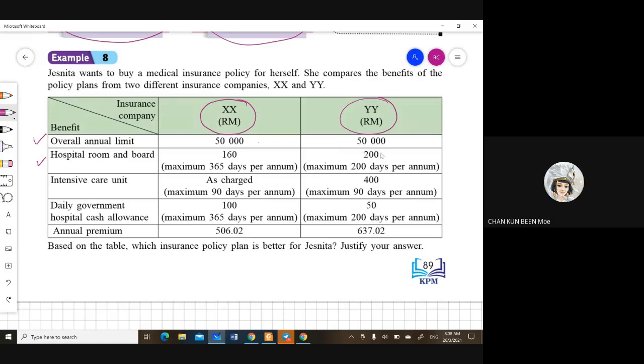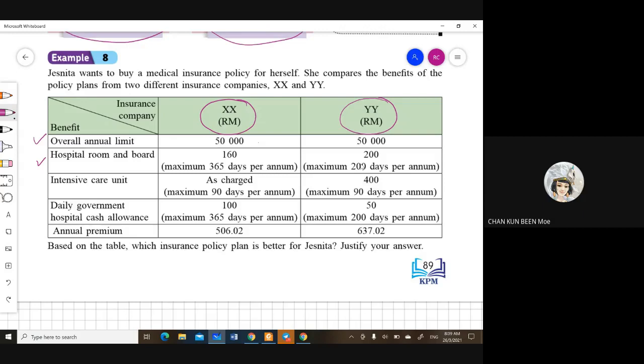Whereas for company YY, it insures a hospital room and board of 200 ringgit. It might be more luxurious than company XX, might be better, might be a single room, but it only covers 200 days per annum. Meaning that if you have serious injuries and need to stay for one whole year, you cannot leave the hospital and go back home. If it only covers 200 days, for the rest of the 165 days, the cost has to be borne by yourself.